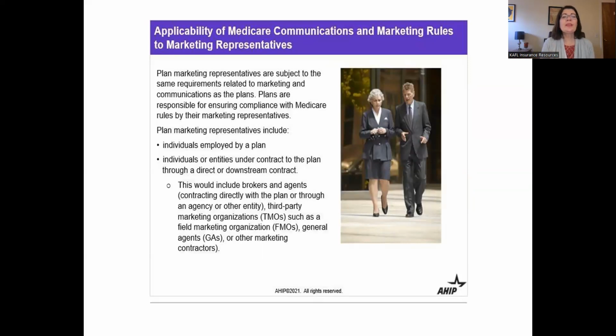So applicability of Medicare communications and marketing rules to marketing reps. Plan marketing reps include individuals employed by a plan. So if somebody is a career agent, which means that they are only able to offer one company's plans, they work for a specific company, they're considered marketing reps. And then you're all considered marketing reps. It says brokers and agents that are under an FMO or a GA. So if you're licensed and appointed to sell Medicare as an individual agent, you're an independent agent, you are considered a marketing rep.